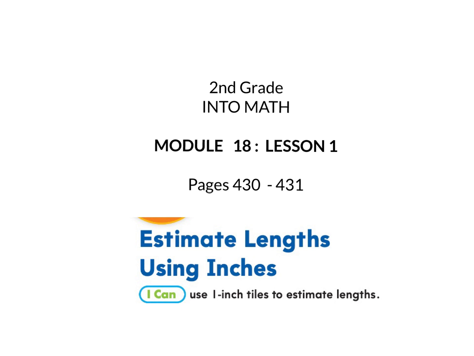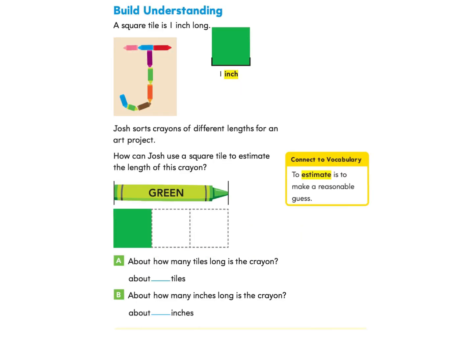So let's get started. On page 430, under Build Understanding, a square tile is 1 inch long, and here they have an example of a 1-inch tile. Josh sorts crayons of different lengths for an art project. How can Josh use a square tile to estimate the length of this crayon?